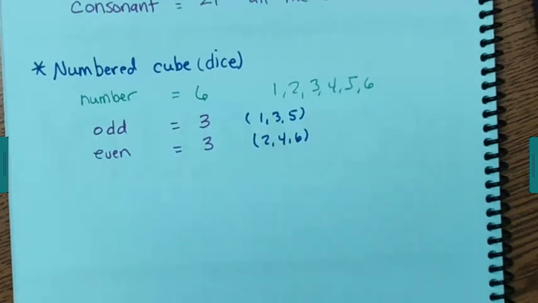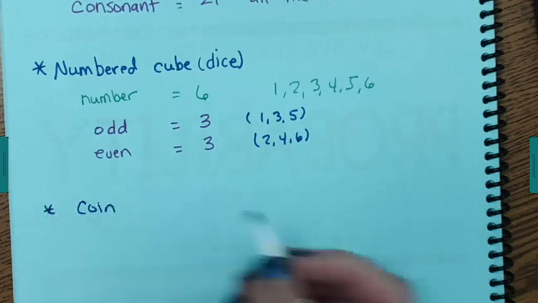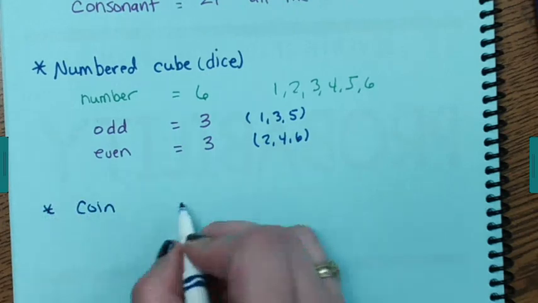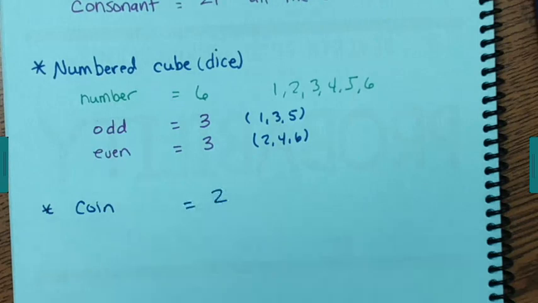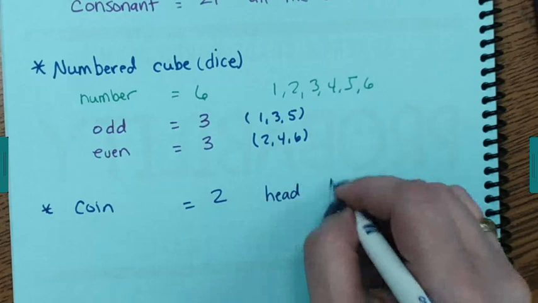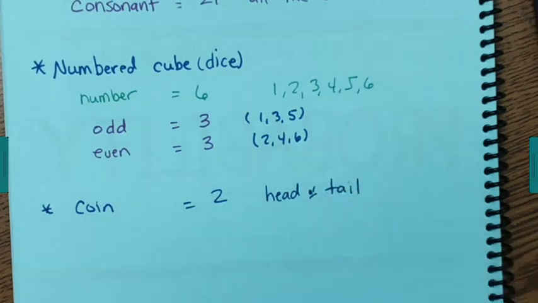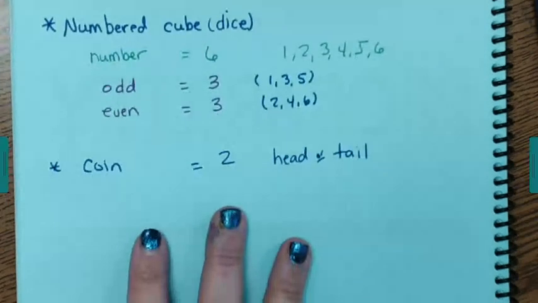The next one, hopefully everybody knows everything about coins. On a coin, there are 2 things that could happen. I could get heads or I could get tails. Nothing else could happen on a coin.